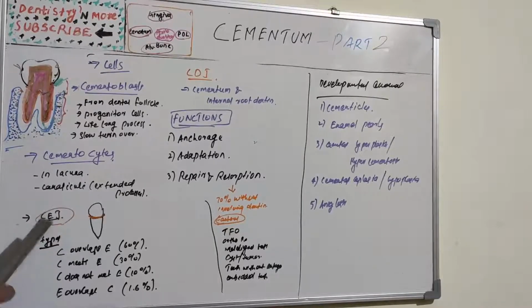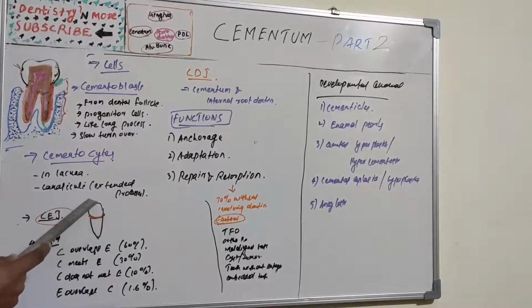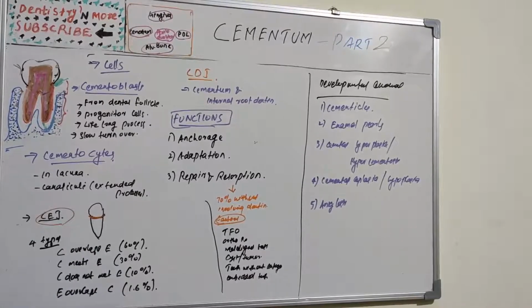So the cemento-enamel junction is another feature. We know what the cemento-enamel junction is. Clinically it is the boundary between the tooth crown and root, but anatomically it is the junction between enamel and cementum. It has basically 4 types. The first type is where cementum overlaps enamel, in 60%.